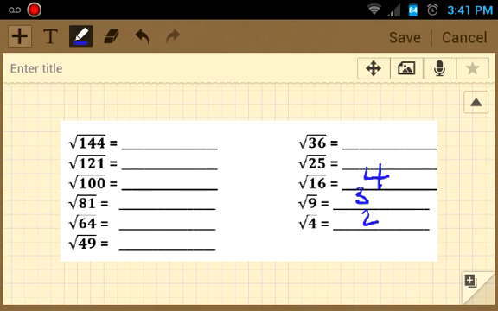The square root of 25 would be 5 times 5. Square root of 36, 6 times 6. And you get the idea. 7, 8, 9, 10, 11, and 12. And we'll stop at 12. So use this as your cheat guide, and it's on your notes.